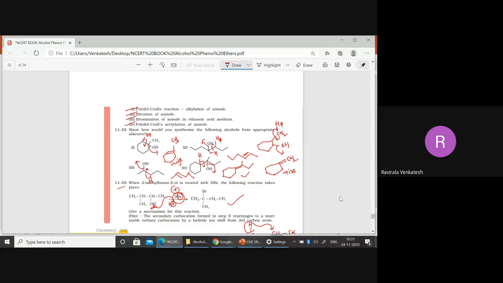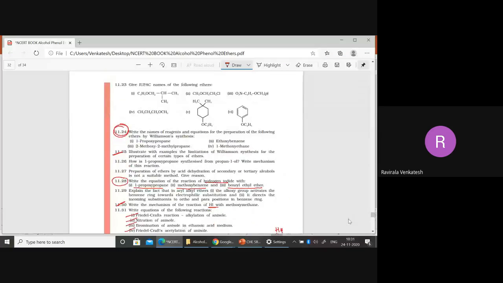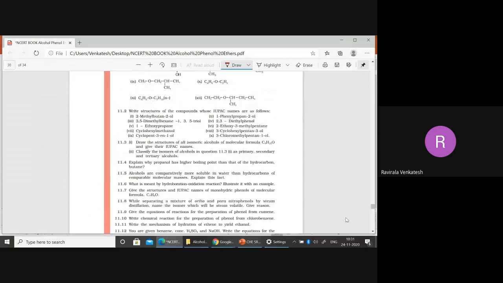Try to solve the problems here. Wherever you get the Williamson synthesis reaction, Reimer-Tiemann reaction, Kolbe reaction, these are very, very important. All of you practice the name reactions. Whatever name reactions we discussed in this chapter, practice all of them. Do you have any doubts now?